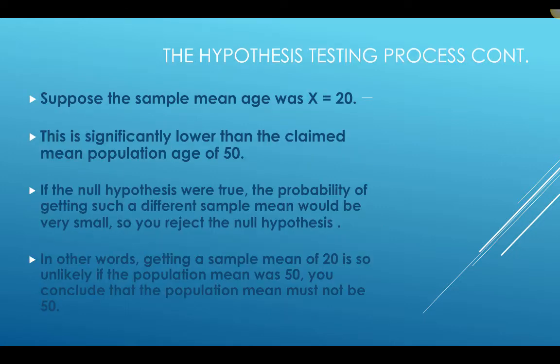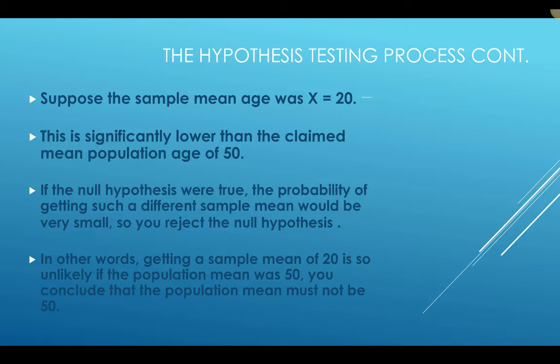So in this case, suppose the sample mean age was x-bar equals 20, which means after we ran our test, we found out the mean age for the sample was 20. This is significantly lower than the claimed population mean age of 50. Okay, and that's what our null and our alternative were set around. If the null hypothesis were true, the probability of getting such a different sample mean would be very small, so you reject the null hypothesis. In other words, getting a sample mean of 20 is so unlikely if the population mean was 50 that you conclude the population mean must not be 50.